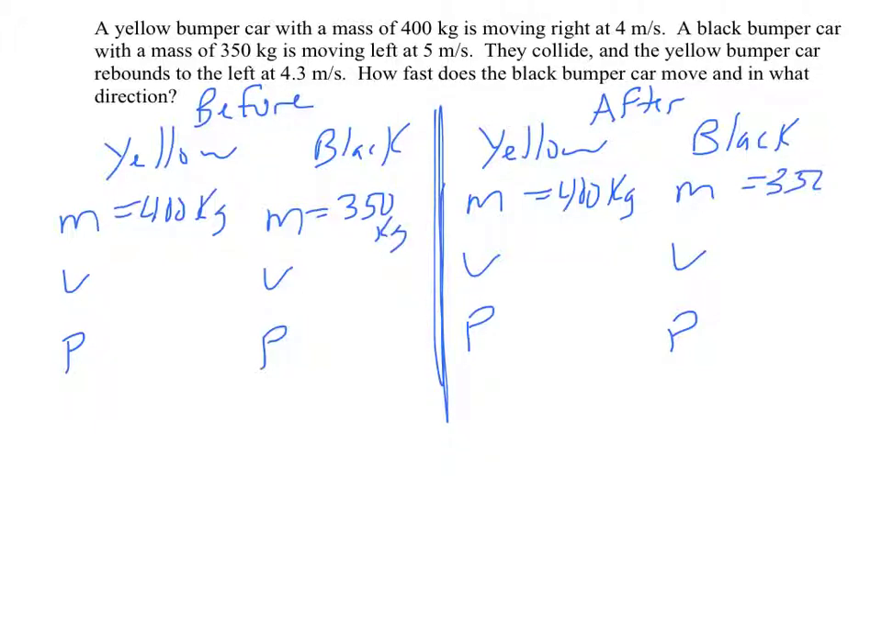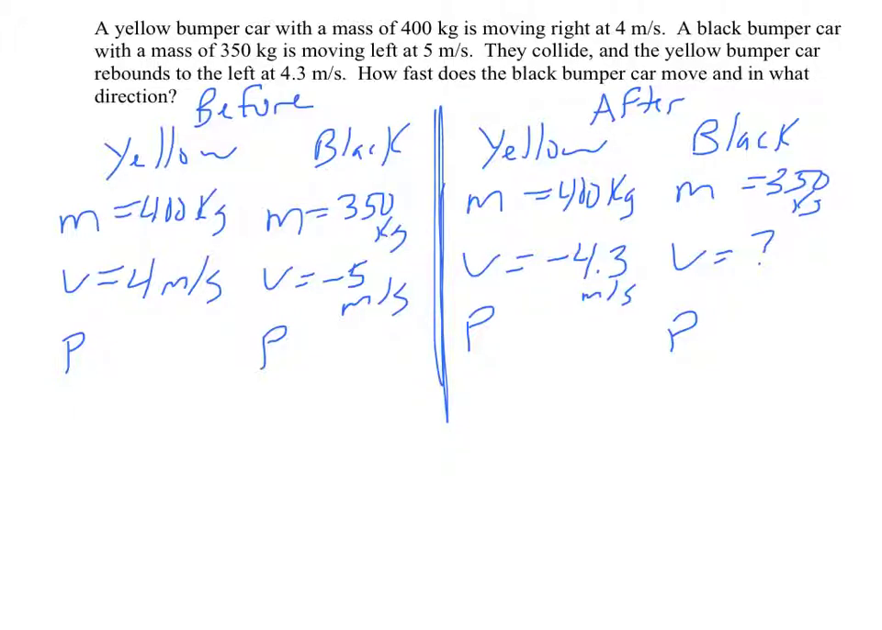Okay. Now, the yellow bumper car is moving right at 4 meters per second. So I'm going to write 4 meters per second for yellow. The black is moving 5 to the left. Since it's moving in the opposite direction, we're going to say it's negative 5 meters per second, not just 5. That will be important later. After they collide, the yellow car goes left at 4.3. So that means the yellow car is going to be negative 4.3 after the crash. And we don't know what the black bumper car is going to do at the moment. So it's just a matter of solving for all the momentums that we know.